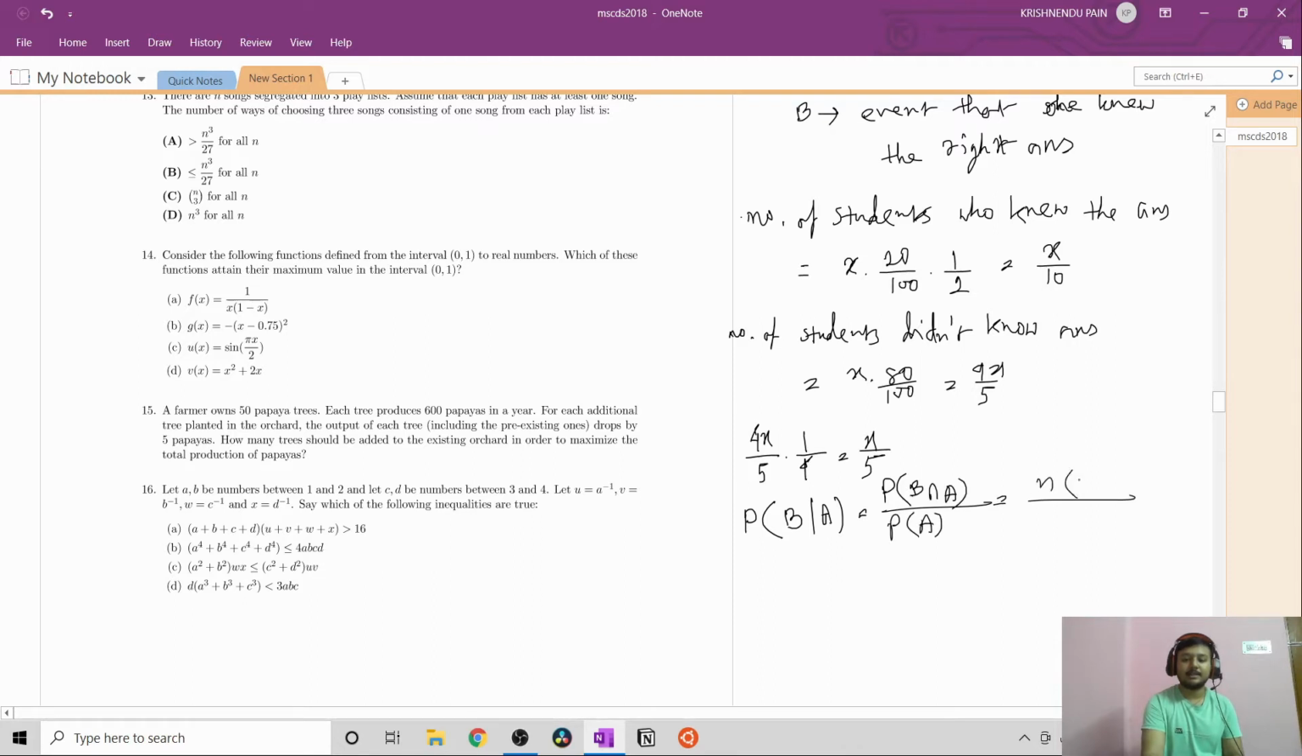Which is probability of B intersection A divided by probability of A. Now we can write this as number of points in B intersection A divided by number of A. Now number of B intersection A, that means number of students who knew the answer and they chose it correctly, that is what we previously determined, x by 10. And N of A, that means number of students who chose the option correctly, that means x by 10 plus number of students who did not know the answer but chose the correct option, x by 5. If we calculate this, then we will get 1 by 3. So the correct option is 1 by 3.